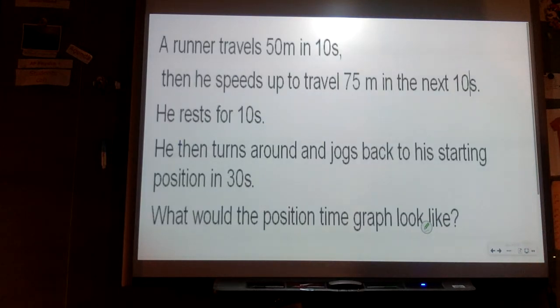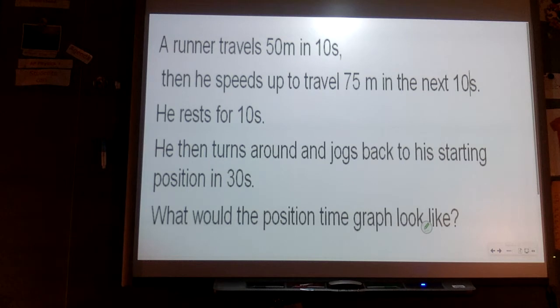All right, so I'm going to go through an example with you guys. A runner travels 50 meters in 10 seconds. He then speeds up to travel 25 meters in the next 10 seconds. He rests for 10 seconds. He then turns around and jogs back to his starting position in 30 seconds. What would the position time graph look like?